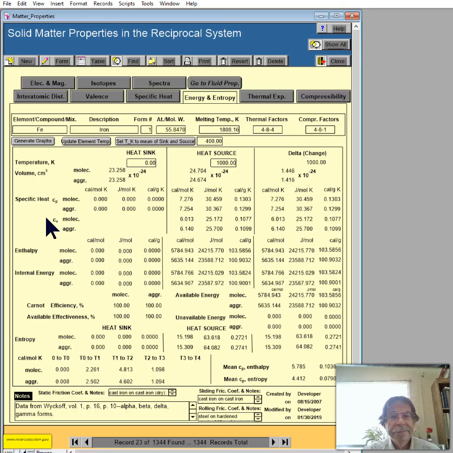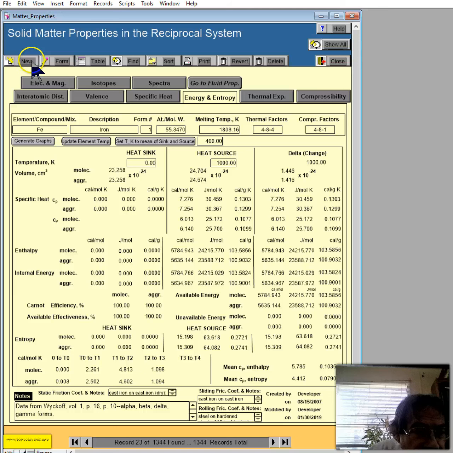Okay, there it goes. Took a little bit longer than normal for some reason, but anyway, we're here. The top here is the same: the element or compound or the mix, the description, which is iron in this case, the form number, atomic molecular weight, melting temperature, thermal factors, and compressibility factors. The heat sink is on this side, the heat source is on this side. So we're going from 0 to 1,000. And this is the delta.